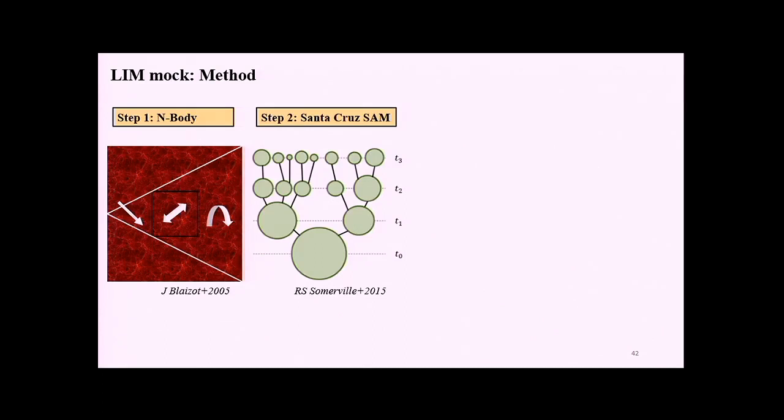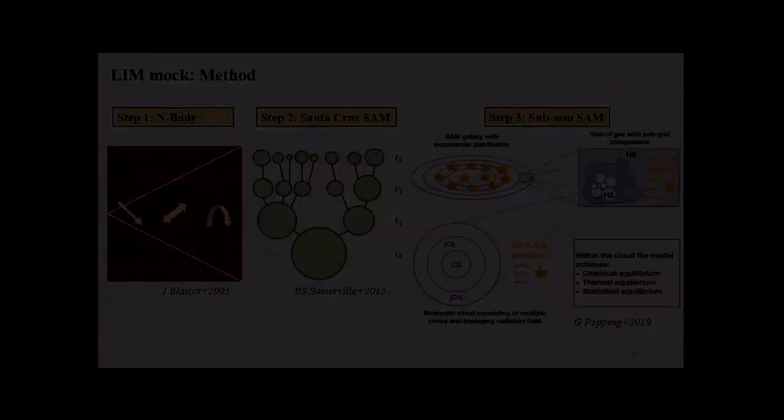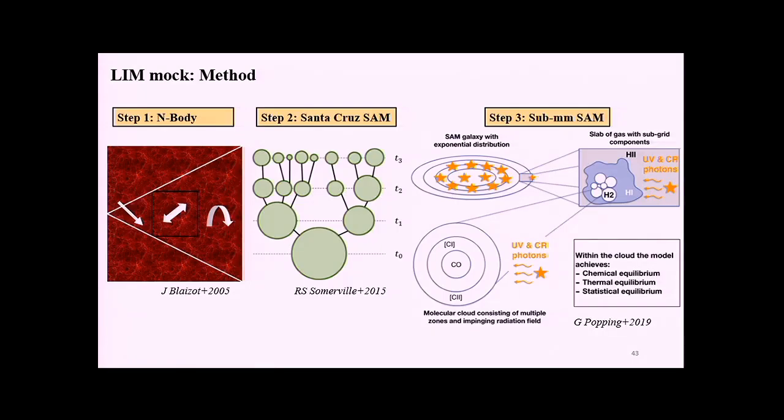Then for each dark matter halo in the light cone, we use the semi-analytic galaxy formation model developed by the Santa Cruz group to model their central and satellite galaxies. And finally, for each galaxy, we use a submillimeter line emission model called submillimeter SAM to estimate the galaxy-wide CO, C1, and C2 luminosity. This submillimeter SAM pipeline, proposed by Gergo Popping et al. in 2019, connects the SAM galaxies with a numerical photodissociation region solver, and its CO, C1, and C2 luminosity forecasts have been calibrated to various galaxy survey measurements at a redshift lower than 6.